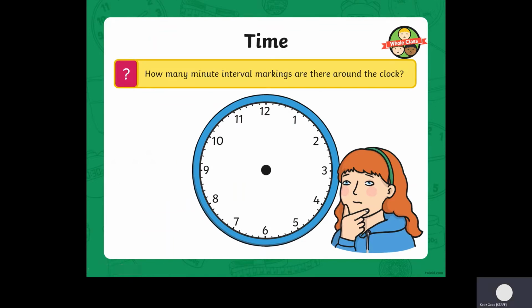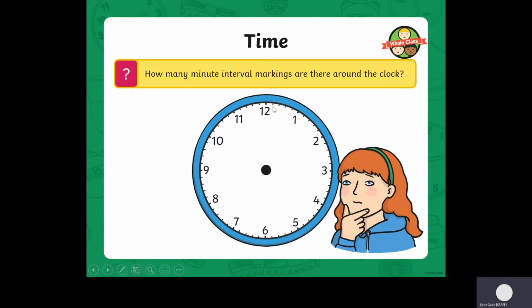So let's have a look at how many minute interval markings there are around the clock. So you can see here, this is the 12 o'clock, this is the hour 12. When the minute hand moves over to here, that means 1 minute has passed, then 2 minutes, 3 minutes, 4 minutes, and then 5 minutes. So where each number is next to an interval, that is showing you 5 minutes has passed since the last interval. So here is 5 minutes, this will be another 5 minutes, another 5 minutes, and so on.